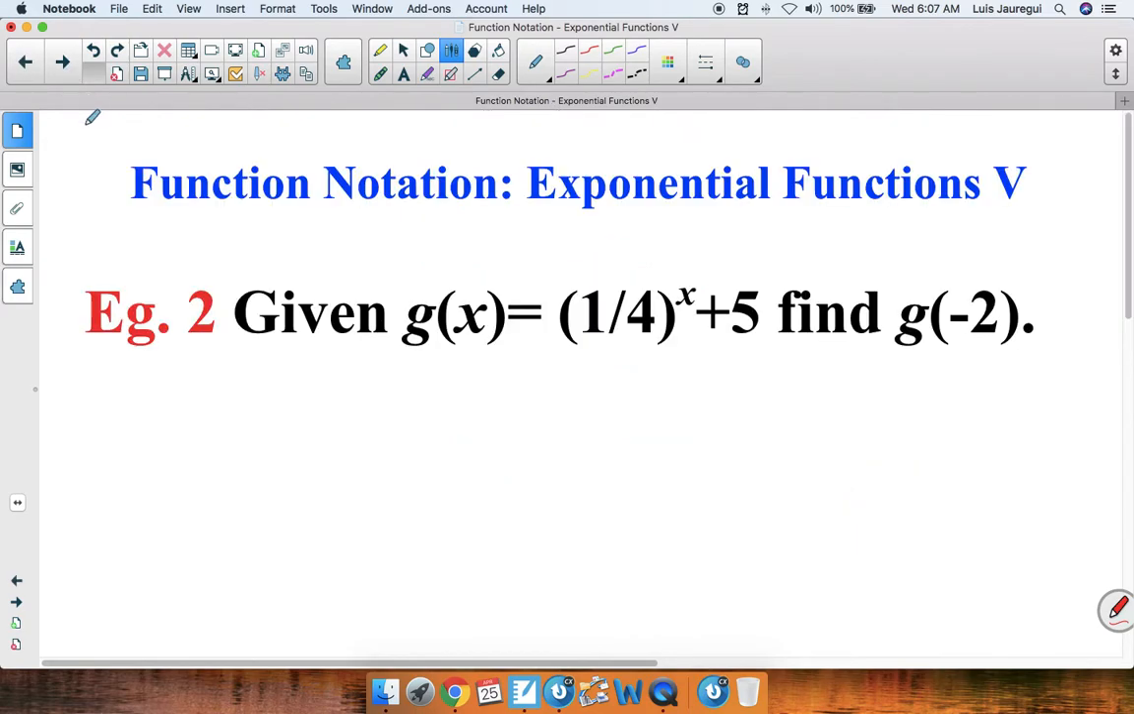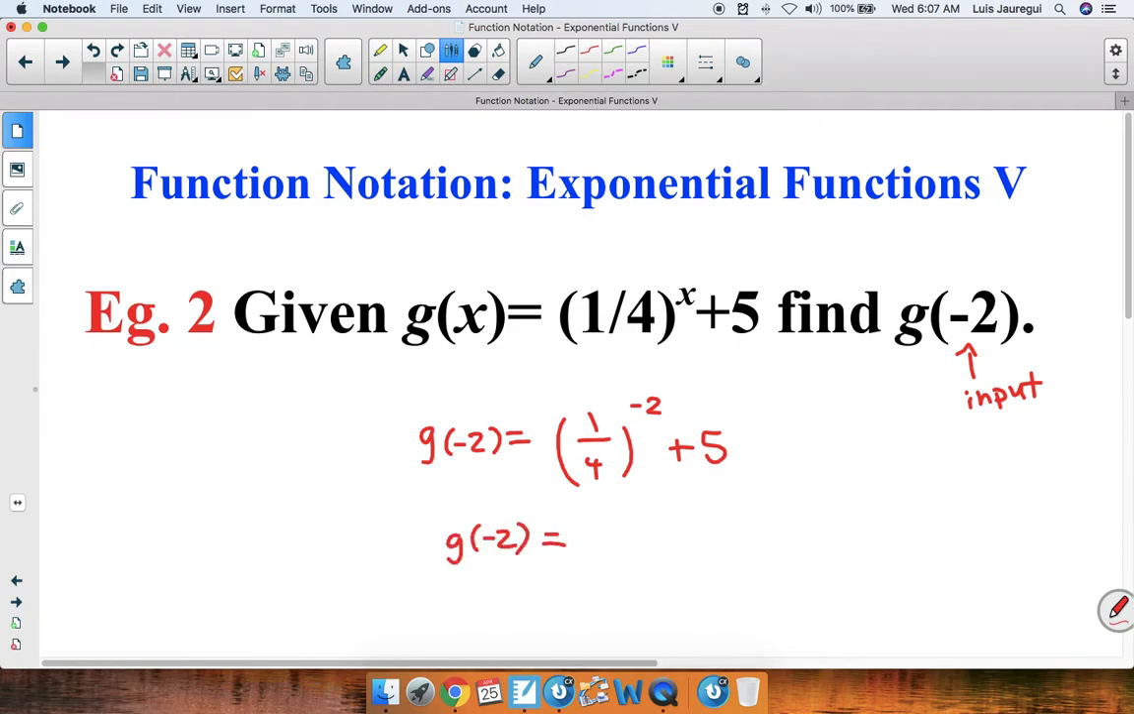Example 2. Given g of x is equal to (1/4) to the x plus 5, find g of negative 2. Our input value happens to be negative 2, so let's go ahead and substitute that in wherever we see an x. So we have g of negative 2 is equal to (1/4) to the negative 2 plus 5. Now, recall that since we are given a negative exponent, we can rewrite that as follows. We have g of negative 2 is equal to the reciprocal of the base, which is 4 over 1, and the opposite of the exponent, which is the opposite of negative 2, which is 2, and then this is plus 5.